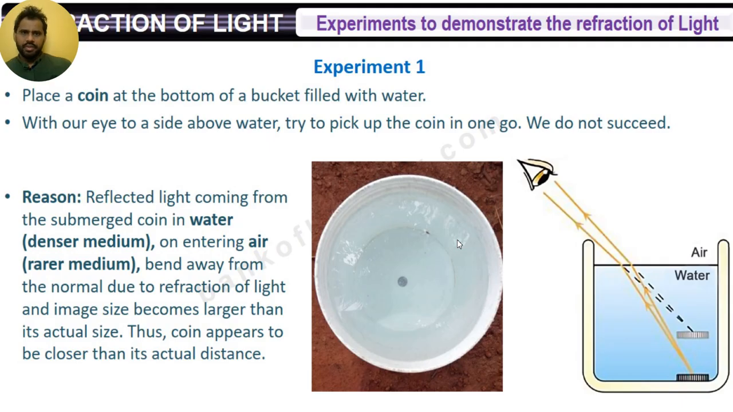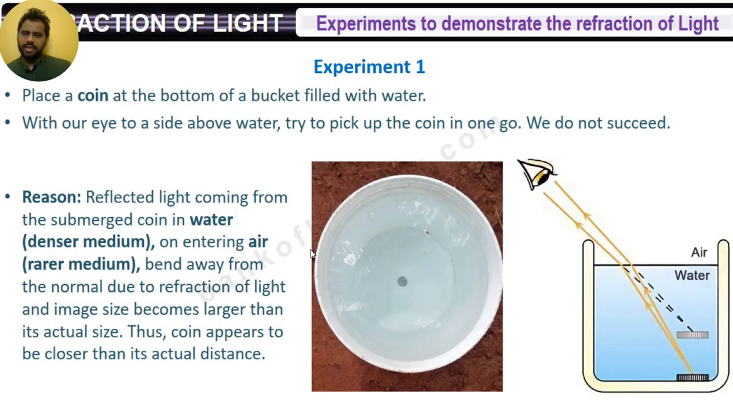There will be some experiments to demonstrate the refraction of light. Place a coin at the bottom of a bucket filled with water. Fill a bucket with water and place a coin below it. With our eyes to a side above the water, try to pick up the coin in one go. We will not succeed. What happens is the reflected light is coming from the submerged coin in water.